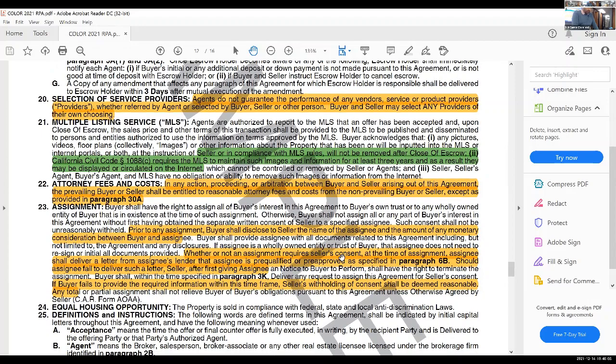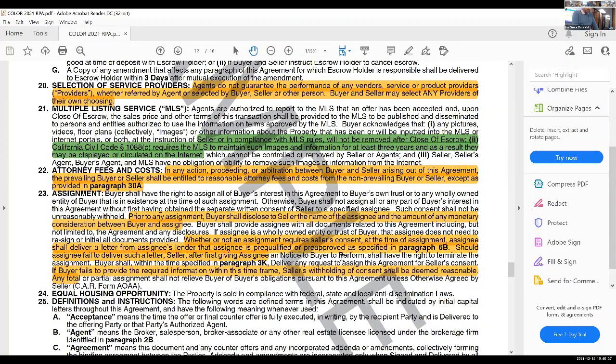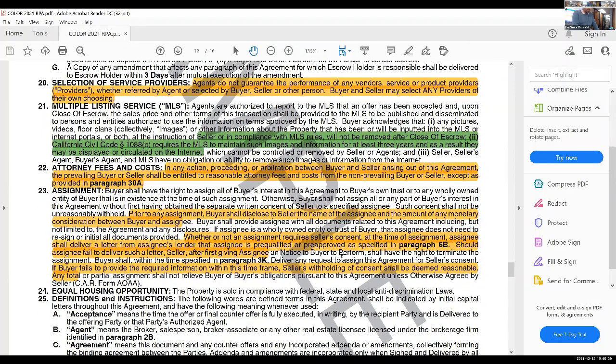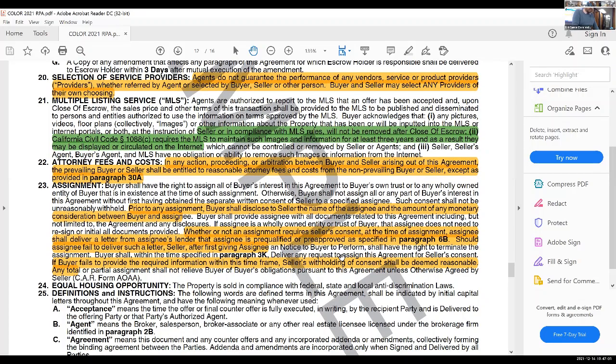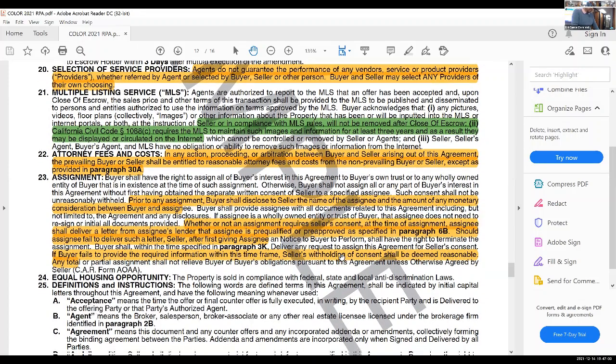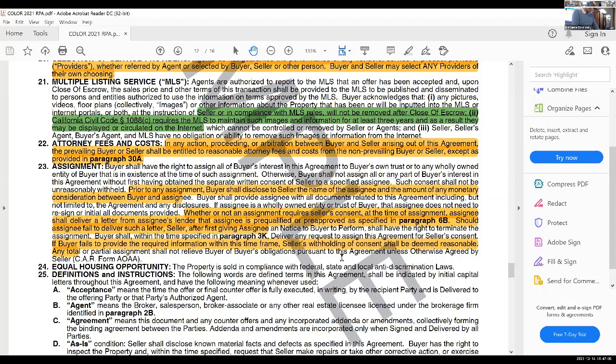All right, assignment. It's interesting that they address assignment a little more thoroughly in this contract. The assignment is if the buyer chooses to delegate the contract to a different party. Remember on the first three sections there, we could kill that completely and say this contract is completely not assignable.